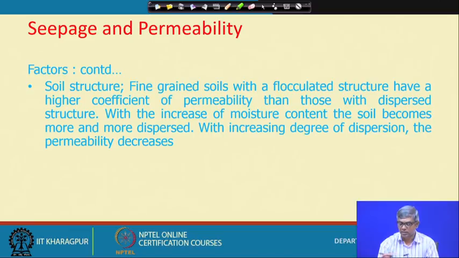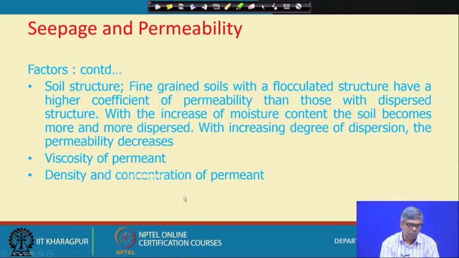So, this is another factor, and viscosity is also another, that is of course not very important, but different fluids will have different permeability, so from there we can conclude that viscosity is also important, and density and concentration of the permeant is also important. So, these are the different factors on which the permeability of a particular soil depends.